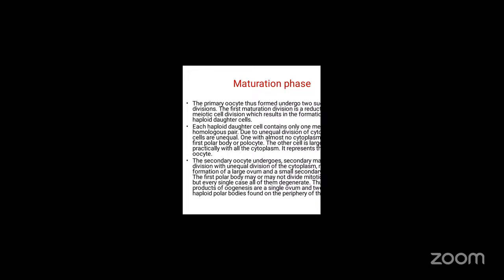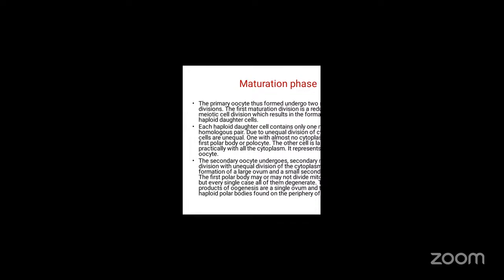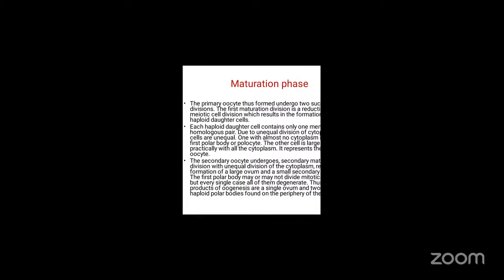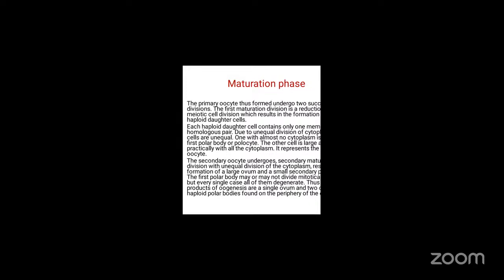The first maturation division is a reduction division, or the meiotic cell division, which results in the formation of two haploid daughter cells. Each haploid daughter cell contains only one member of each homologous pair, and due to unequal division of cytoplasm, the cells are unequal. One has almost no cytoplasm, which is termed the first polocyte or polar body, and the other cell is very large, practically with a full cytoplasm, so it represents the secondary oocyte. That is how the division takes place. So here, the primary oocyte which is formed will undergo two successive divisions.